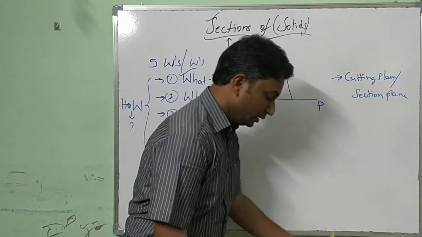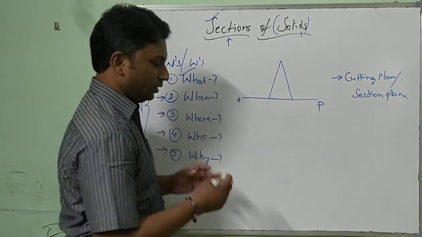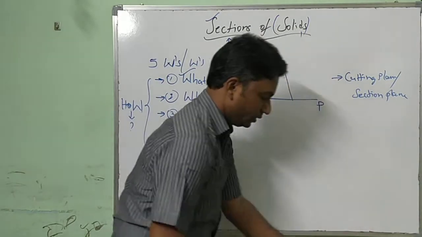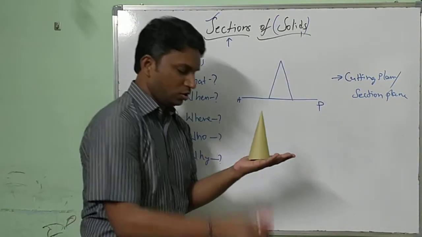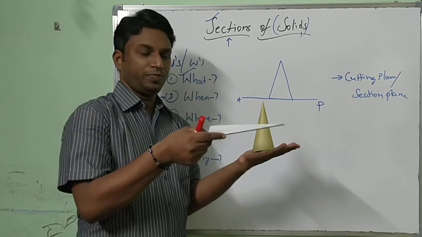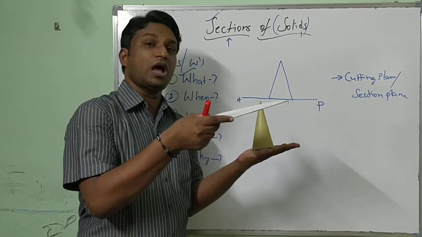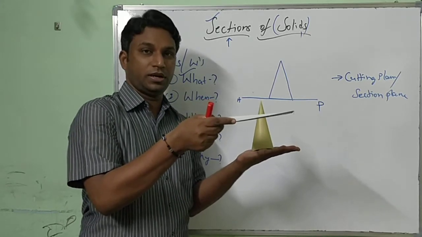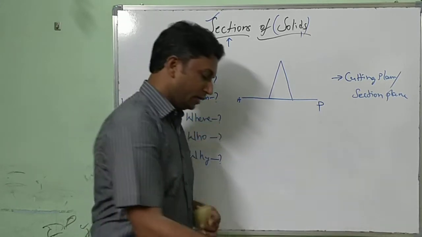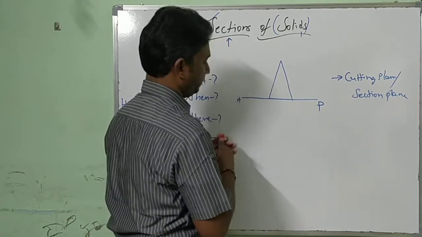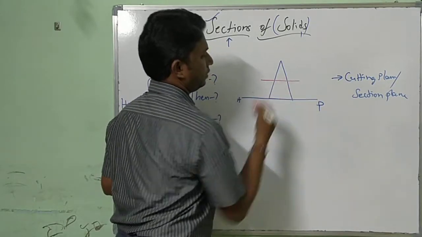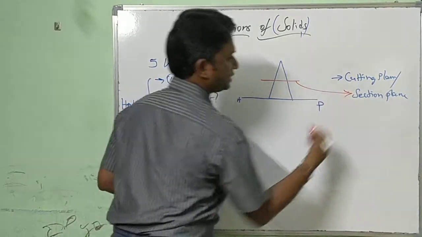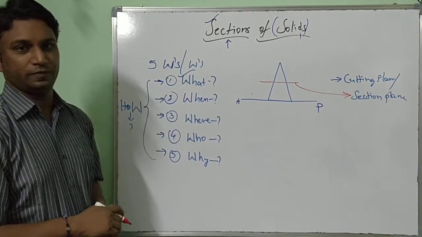When you cut it, let me show how to draw it. See, this is a cone. This is the cutting plane. When you are looking from the front side, how does this cutting plane look? It's looking like a line, right? I'll just draw it as a line. I'm cutting here. This is, as I said, the section plane.